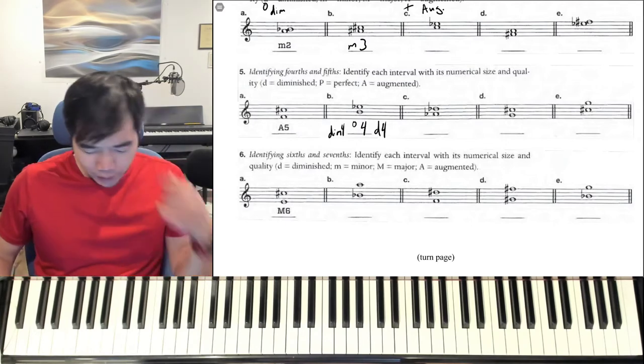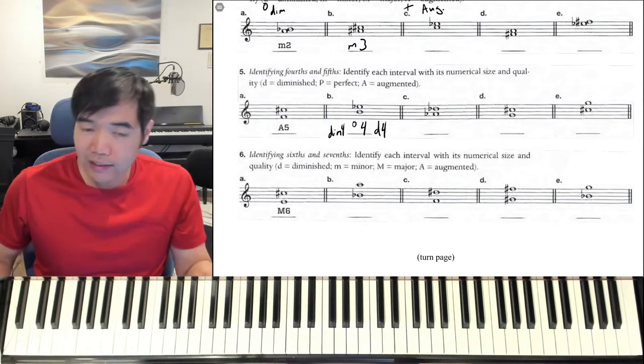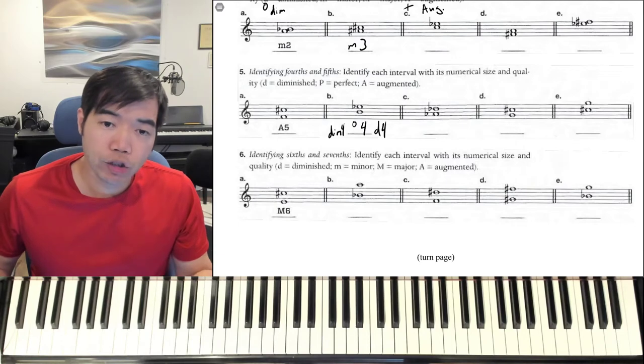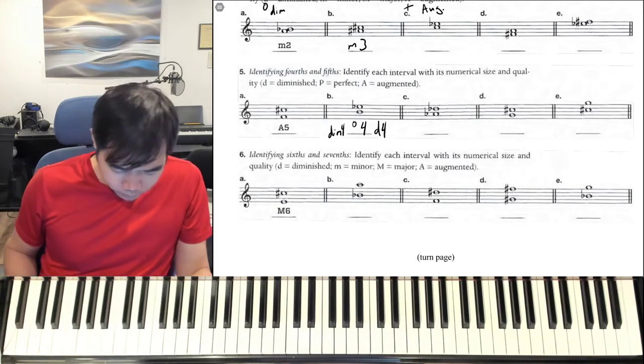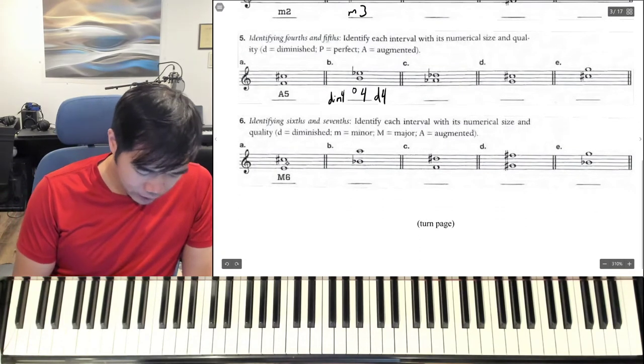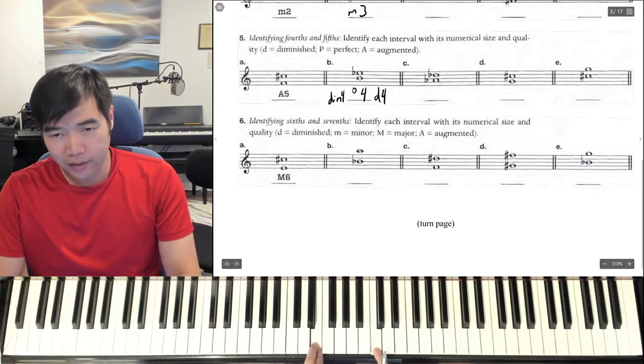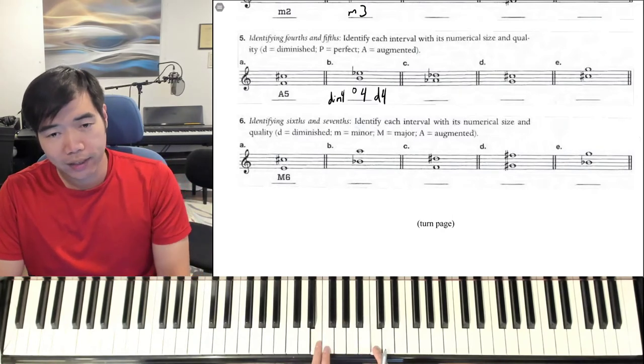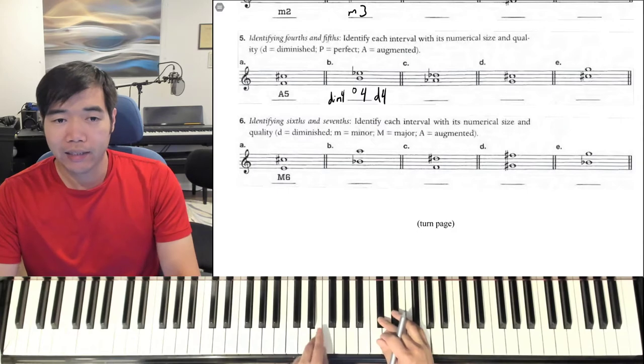Number 6, identifying sixths and sevenths. Sixths and sevenths, like seconds and thirds, can be major, minor, diminished, or augmented. Same steps. In the given example, you have E to C, that's a sixth. 1, 2, 3, 4, 5, 6. It's a C sharp. Let's count the half steps.